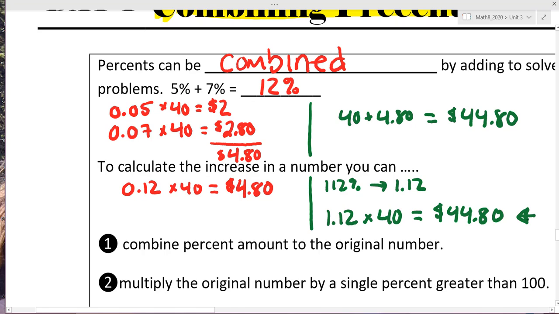Right? It's just a lot more efficient. But if you're not there yet, you could do the 5% tax, you can do 7% tax, figure out the tax and add it to the total. There's nothing wrong with that, right? It's just a little bit slower.